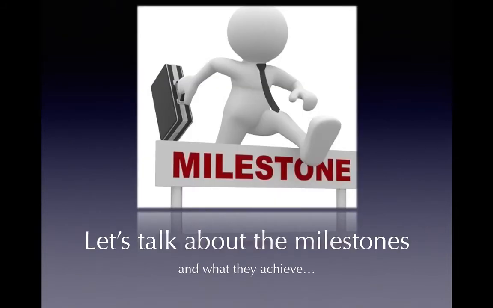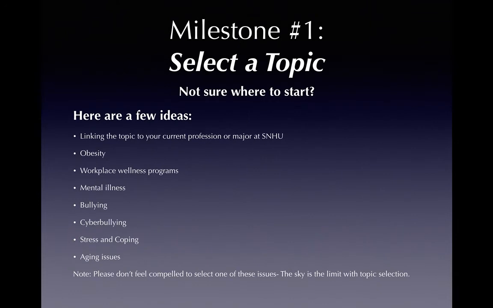So now that we've briefly discussed the three sections of the presentation, let's talk about the upcoming milestones. Milestone 1 is where you select your topic. If you're not sure where to start, you can try to find the link to your current profession or major. Now, a connection is not required, but most students do select something they know about or are interested or passionate about. And topics can vary.